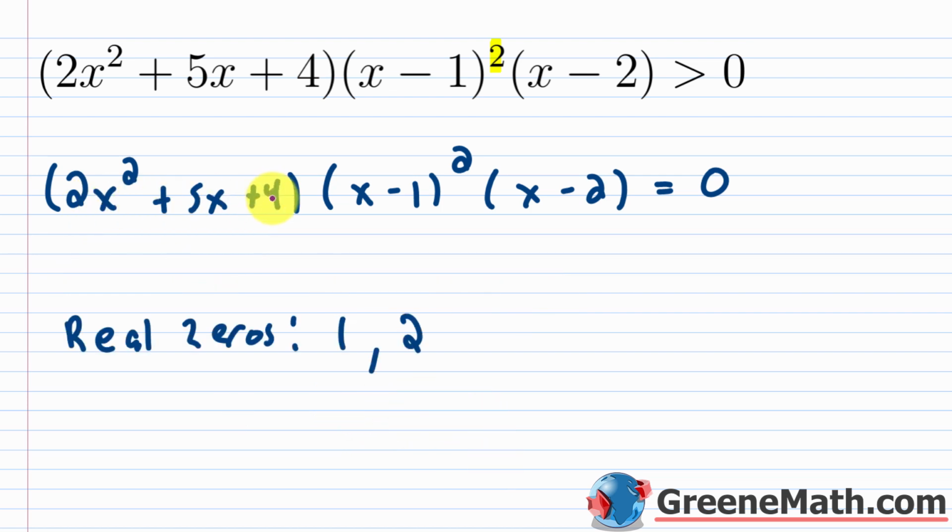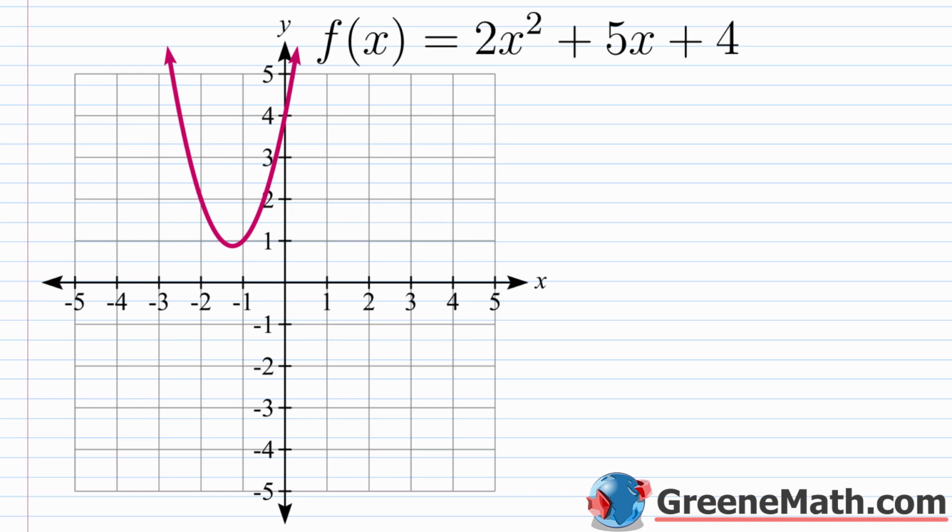Because this guy does not have any real zeros involved, and I'm talking about this specifically right here, when you look at it, it's not going to have any x-intercepts. So this guy is either always positive or always negative. Let me come down. I'm just going to show you this with a graph.